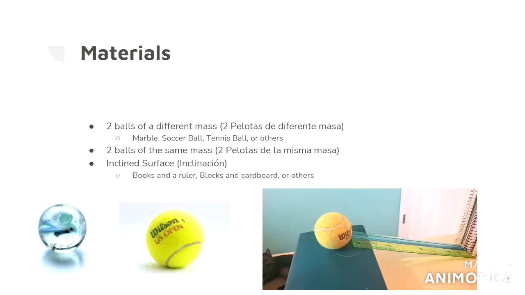So we're going to do some experiments of our own, and you're going to need some materials. You're going to need two balls of a different mass. So this could be a marble and a tennis ball, or a tennis ball and a soccer ball, something like that. Then you're going to need two balls of the same mass. I use two tennis balls. You can use two soccer balls, two marbles, whatever you want. And you're also going to need an inclined surface. So I use books and a ruler, as you can see on the right. You can also use blocks and some cardboard, or whatever else you can come up with.